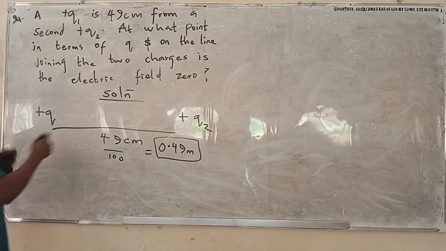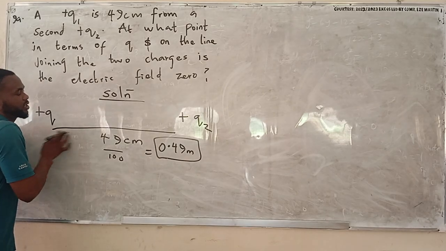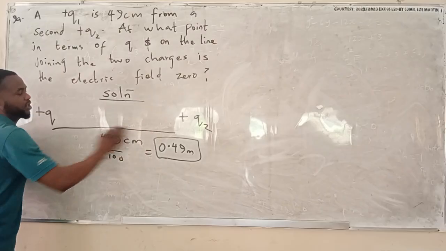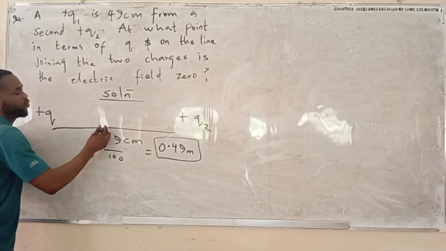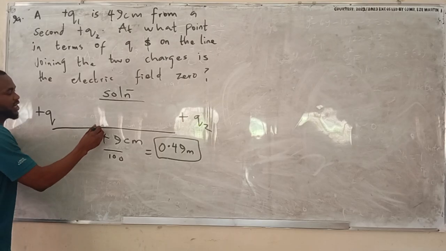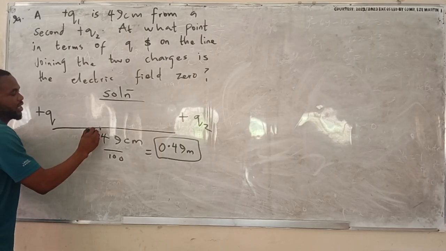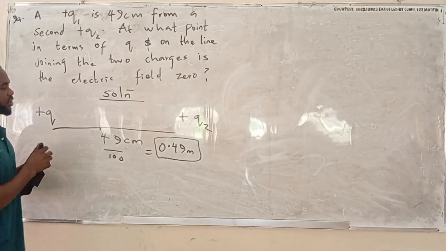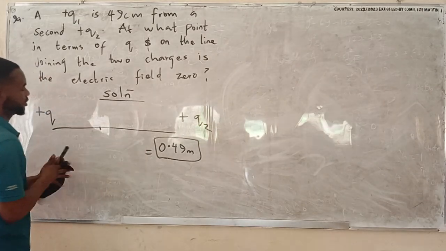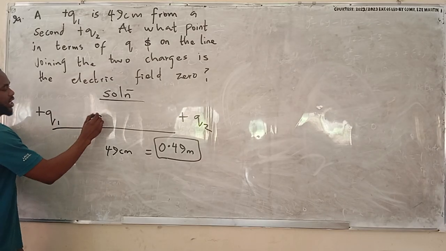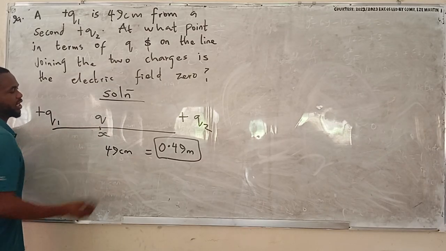Now, they are not telling me at what point in terms of Q, they are asking me for a point, like another charge that I will have to place here. At what point will I place a charge so that there will be an equilibrium between the two? I don't know what point it is. So let's say I call this point x. This is 49 cm. So this is Q1, and this is Q at point x.